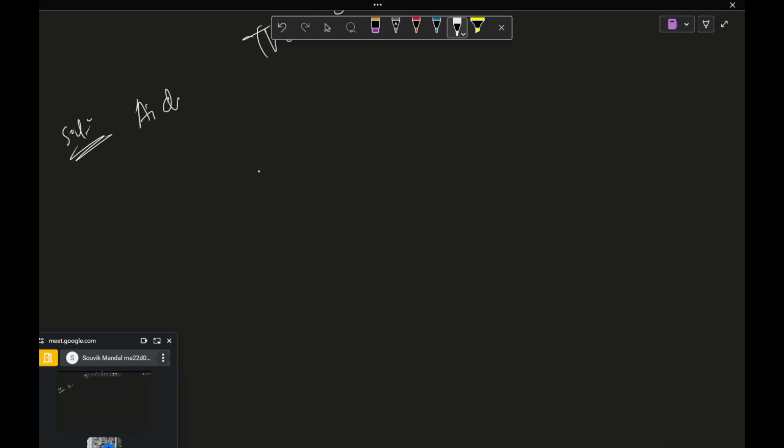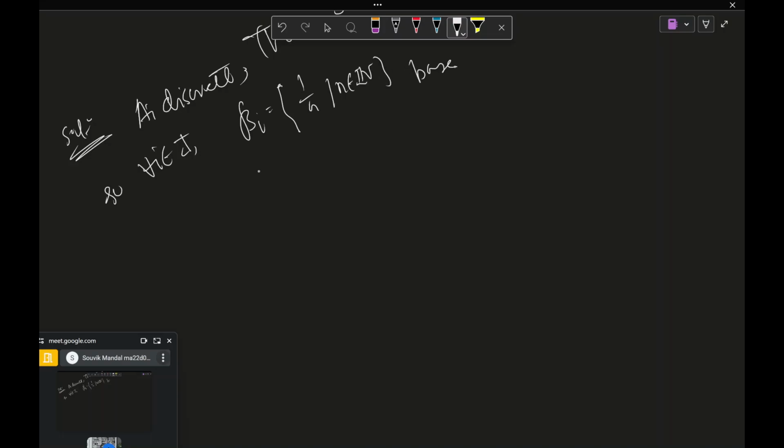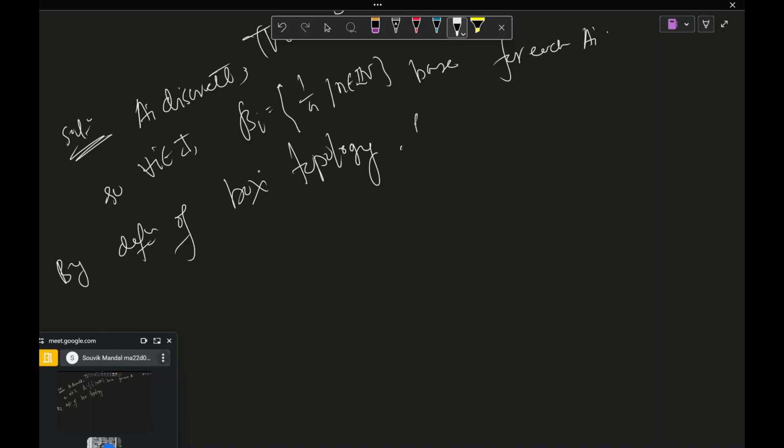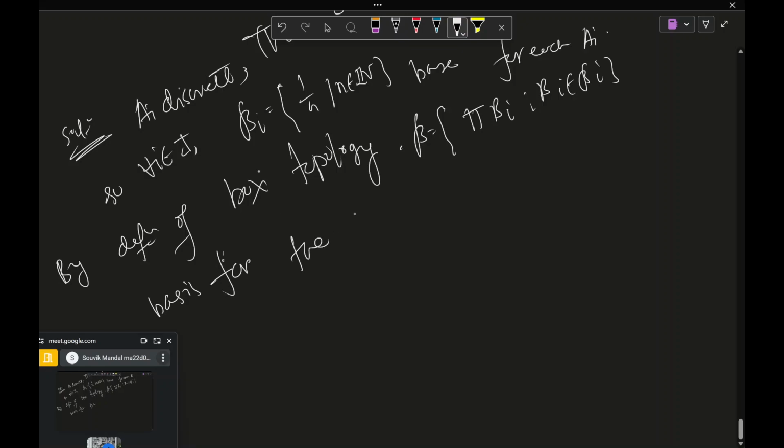Since each A_i is discrete, for each i belonging to I, the collection beta_i, the singletons, is a base for each A_i. And by definition of the box topology, beta, the product over beta_i, is the basis for the box topology.